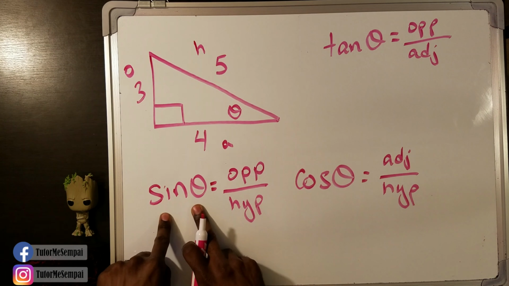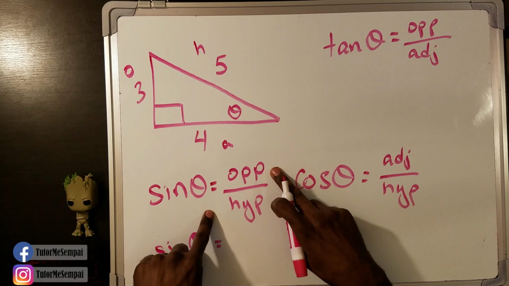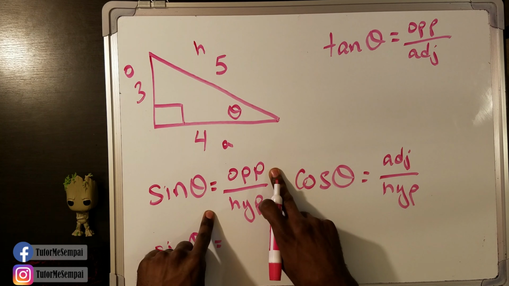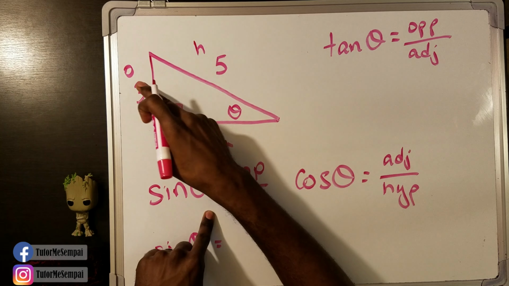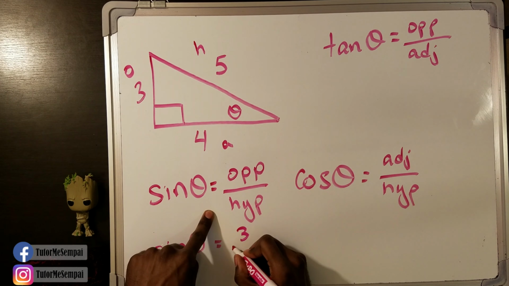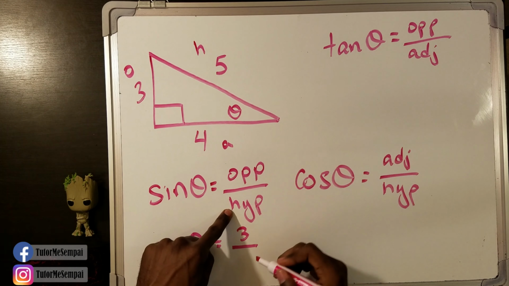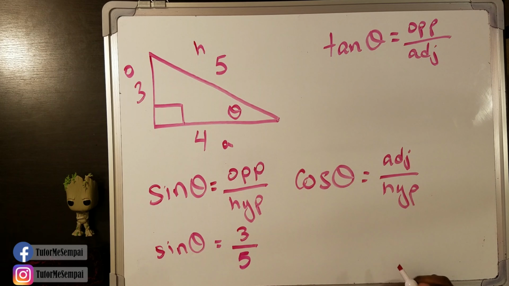So when we rewrite this as sine of theta equals, well, what is the opposite side's length? Well, the opposite side is over here, and we have a length of 3. So we're going to write that as 3 over hypotenuse. The length of the hypotenuse is 5. So we have 3 over 5 for this sine theta. This is our ratio here.